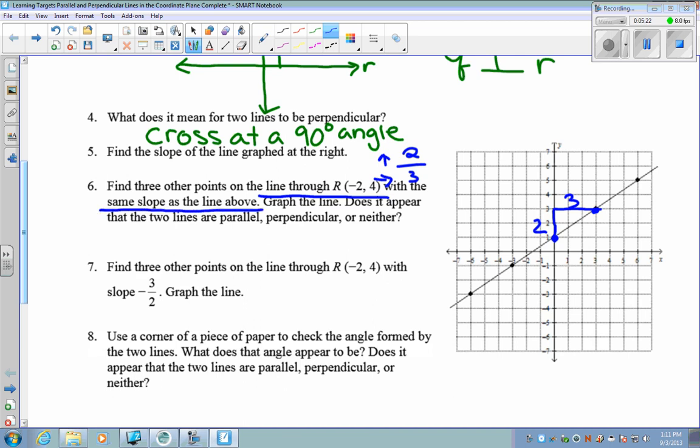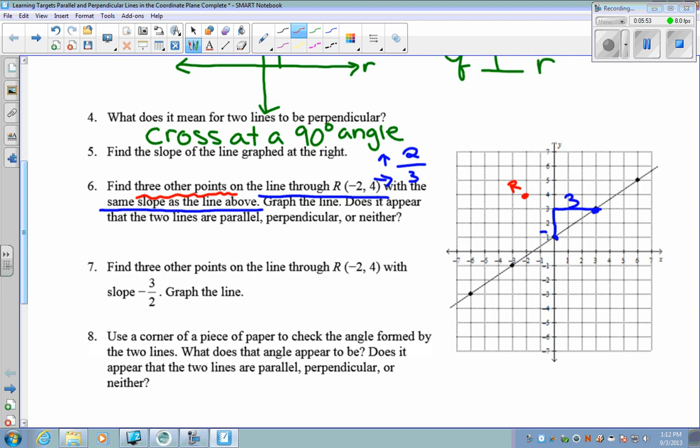All right, so let's start off by plotting that point. Let's plot R, which is at -2, 4. So we start at the origin, we go to -2 and up 4, which is right here. I went over 2, up 4. I'm going to erase those dots so they're not in the way, but I just wanted to show you. Here's R.